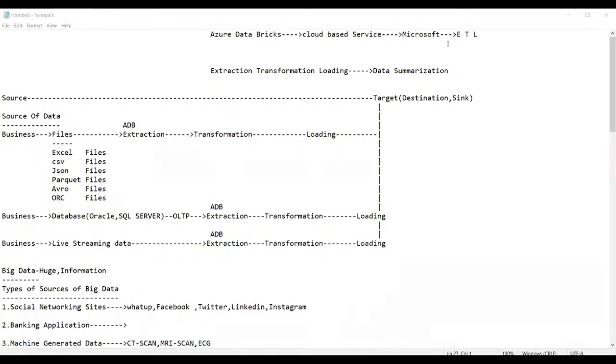With Azure Databricks, what kind of data do we usually handle, structured or unstructured? Unstructured, semi-structured, and structured. All three of them we will handle. Mostly you will have semi-structured data.